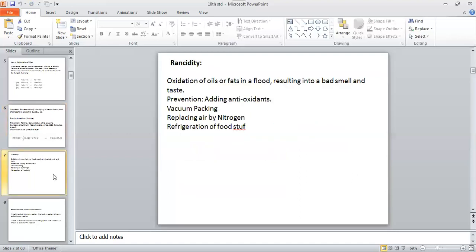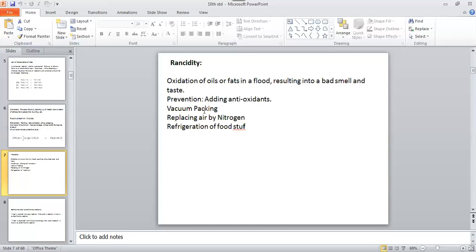Next part of this chapter is to study rancidity. Rancidity means the oxidation of oil or fats in food. Oil and fats, when kept for a long time, give a bad smell, a foul smell, to the food material, and this is called rancidity. Oxidation of oil or fat in food resulting in a bad smell and taste is called rancidity. How is it prevented?